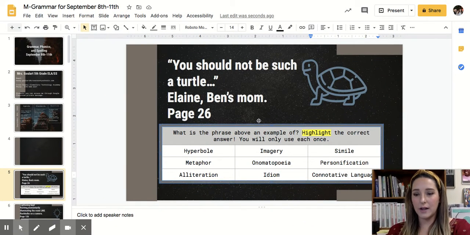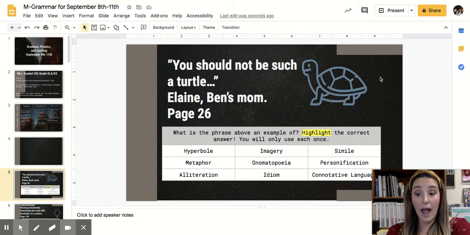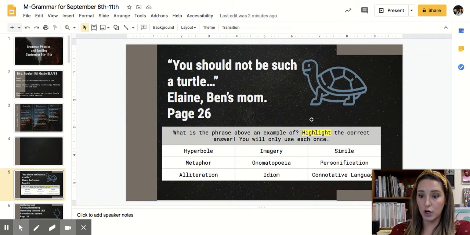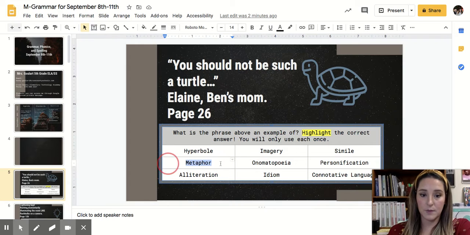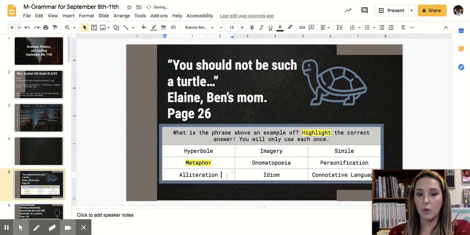All right, you shouldn't be such a turtle. What is being compared here? Ben is being compared to a what? A turtle. Are we using like or as? No. Ben is directly being compared to a turtle. We know that a direct comparison of two unlike things is a metaphor. I want you to highlight the metaphor, or the word metaphor. I don't care what color you use as long as I can read it.